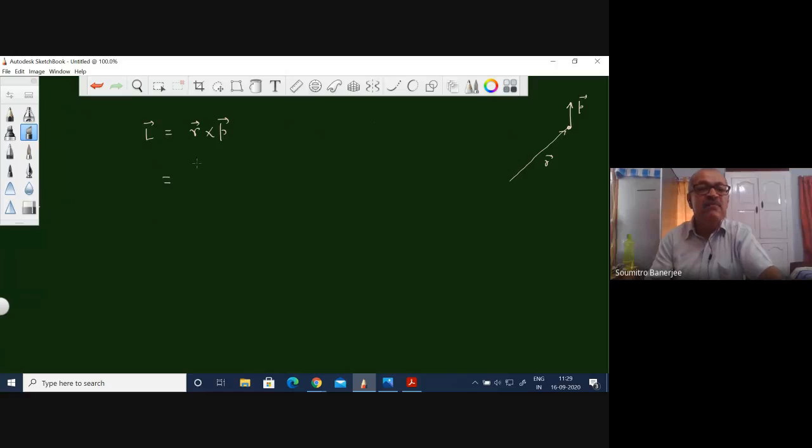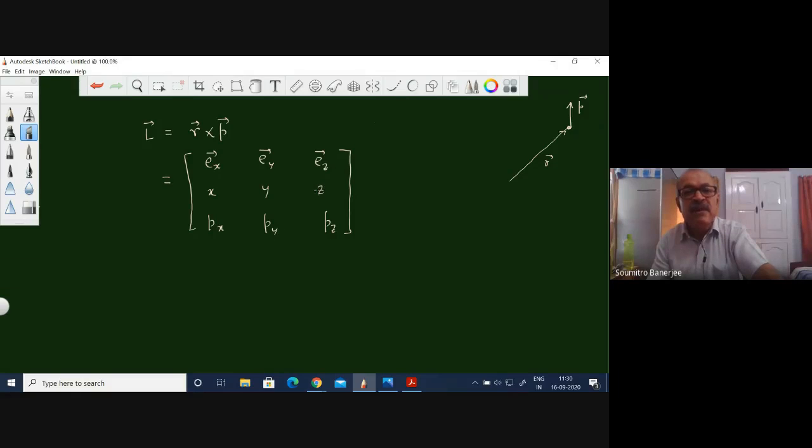And this is equal to the determinant with the basis vectors ex, ey, ez, and then x, y, z, and px, py, pz. This is what you learned earlier about the character of the angular momentum. So if you want to calculate that, it will be ex times (y pz minus z py). So this kind of permutations will be there.